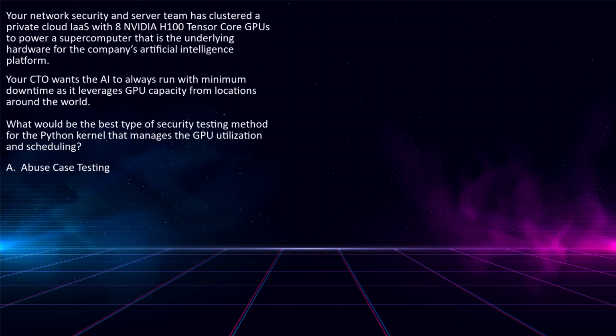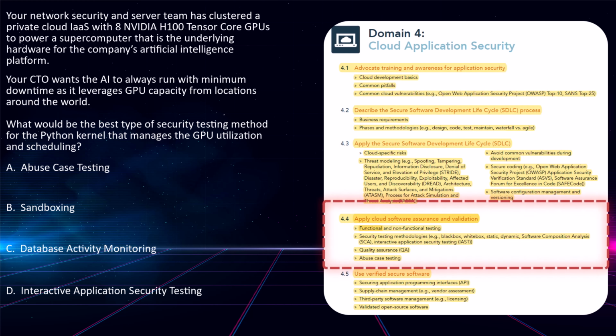Is it choice B, sandboxing? Is it choice C, database activity monitoring? Or is it choice D, interactive application security testing? Just remember that whatever choice you pick, whether right or wrong, you have to know all of these testing types for the Cloud Certified Security Professional exam.